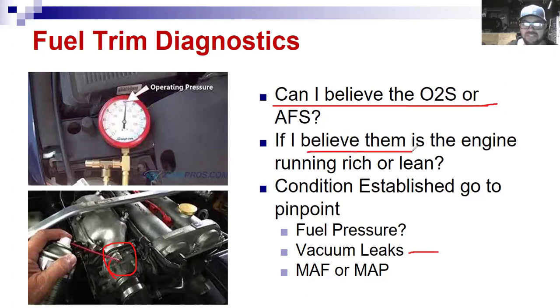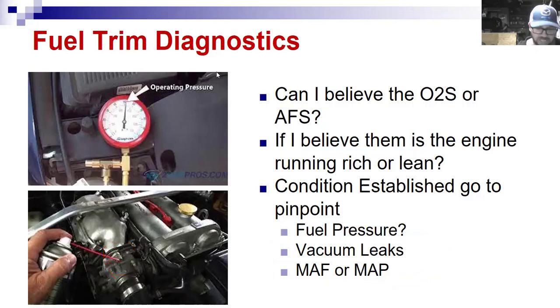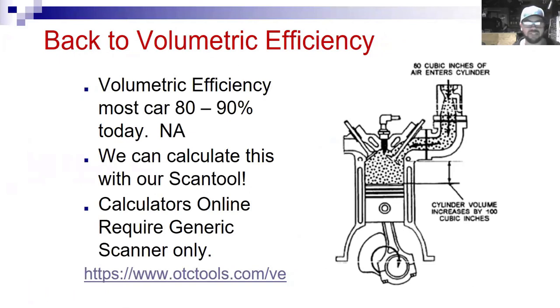Okay, so you have to be able to believe this sensor. And so there are pretty quick checks. Obviously checking things like, if I had a lean fuel trim code, I would check fuel pressure. I'm always doing a visual inspection for vacuum leaks and making sure that my other sensors' data looks correct. But once I believe the sensor, then I can go off of what that fuel trim is telling me in establishing that condition. Well, let's go back to another term we talked about tonight, volumetric efficiency.